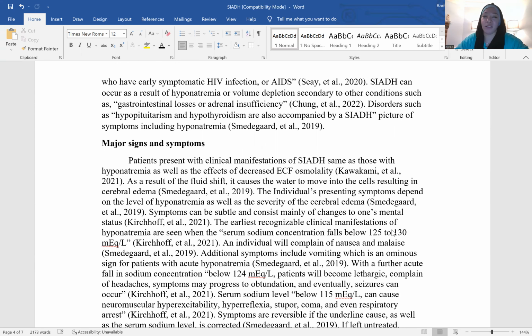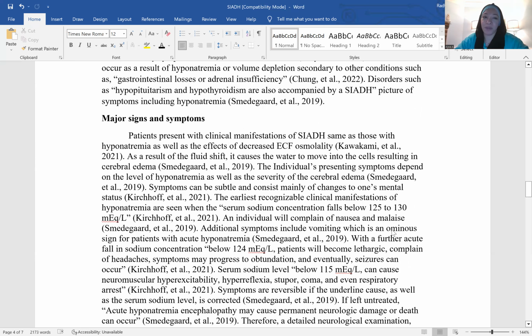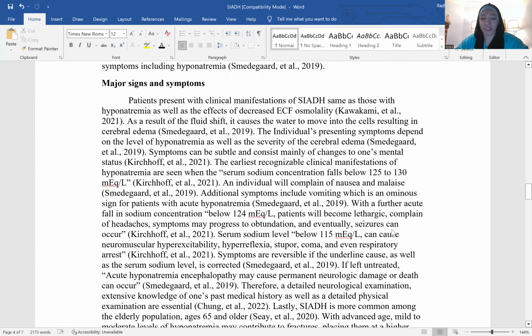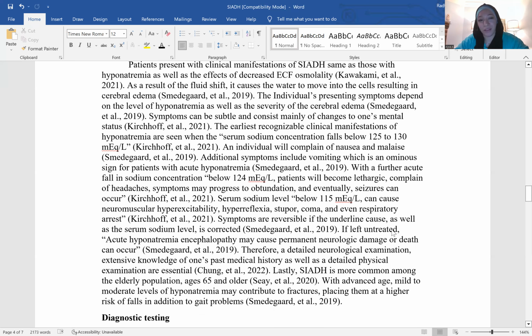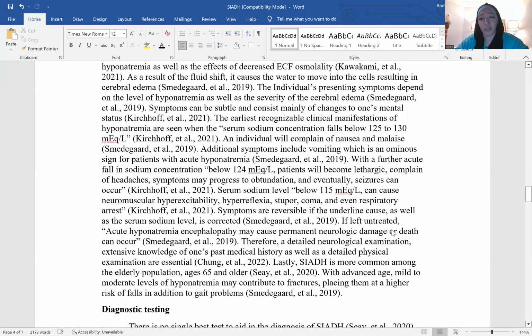For major signs and symptoms, patients present with clinical manifestations of SIADH, same as those with hyponatremia, as well as the effects of a decreased ECF osmolarity. As a result of fluid shift, water moves into the cells, resulting in cerebral edema. The individual's presenting symptoms depend on the level of hyponatremia, as well as the severity of the cerebral edema. Symptoms can be subtle and consist mainly of changes to one's mental status.